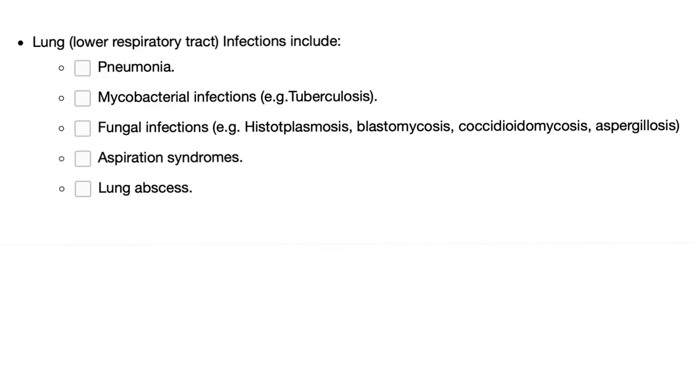So here are the lung infections: pneumonia, mycobacterial infection or TB, fungal infections, aspiration syndromes, and lung abscess. Today we'll talk about lung abscess, aspiration syndromes, and fungal infections. In the next videos, we will talk about pneumonia and TB.